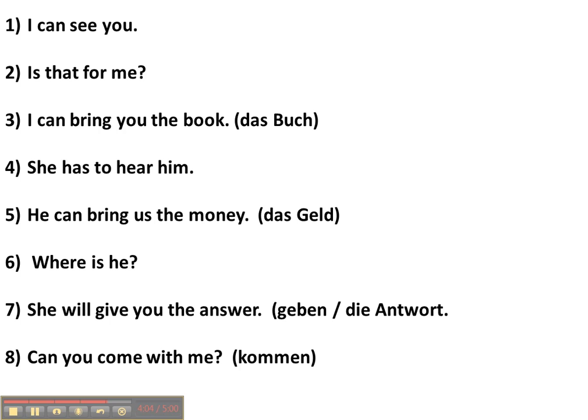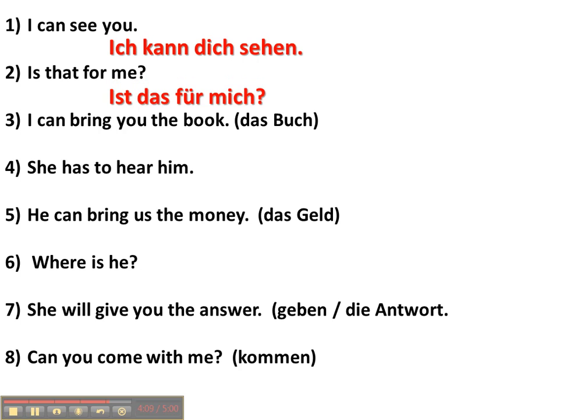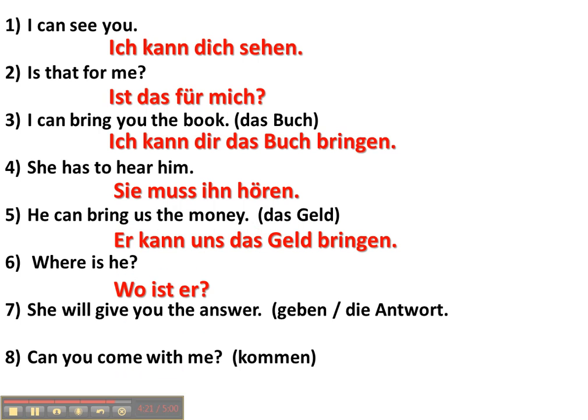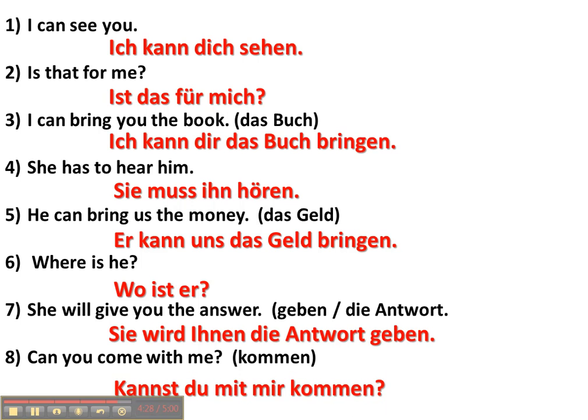Okay, so I can see you. Ich kann dich sehen. Is that for me? Ist das für mich? I can bring you the book. Ich kann dir das Buch bringen oder ihnen das Buch bringen. Sie muss ihn hören. Er kann uns das Geld bringen. Wo ist er? Sie wird dir die Antwort geben oder ihnen. Und dann kannst du mit mir kommen oder können sie mit mir kommen.